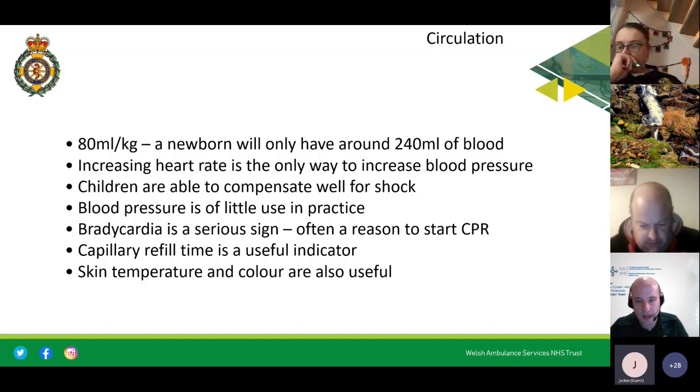Skin temperature and colour, again, just back to basics with children. We've talked about colour, we've talked about pale and mottled skin, and we've talked about the temperature, so the cooling of the shell. Are the hands and feet a lot cooler than the central? If so, they are early warning signs for us. If the feet are a lot cooler, then what we're worried about is dehydration. We're worried about sepsis. We're worried about meningitis.